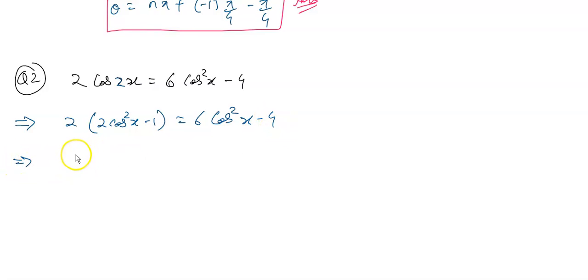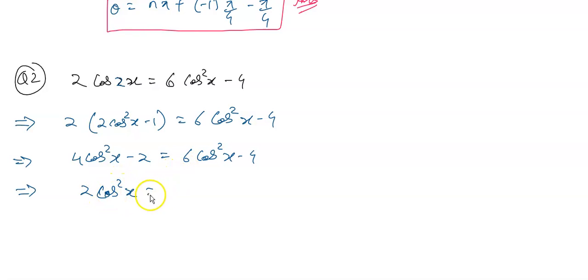So this implies 4 times of cos square x minus 2 is equal to 6 times of cos square x minus 4. So terms को एक साइड करेंगे तो this will be 2 times of cos square x, right? This is equal to 2. So 2 से 2 cancel out, we get cos square x is equals to 1 है right hand side में, 1 को हम लिख सकते हैं cos square of 0.